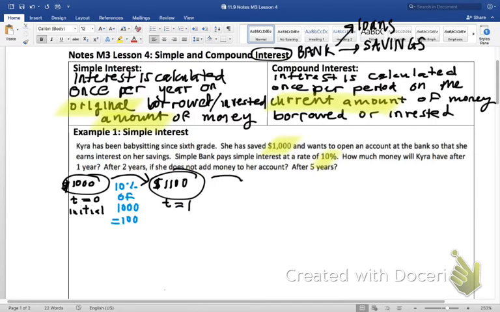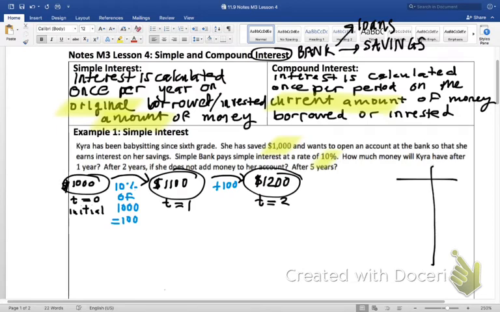Now, if another year passes, the interest is still calculated on the original $1,000. So it's still 10% of 1,000. I'm adding that same $100 to get the amount after 2 years. After 2 years, we would have $1,200. So we can see that this is repeated addition of plus 100.